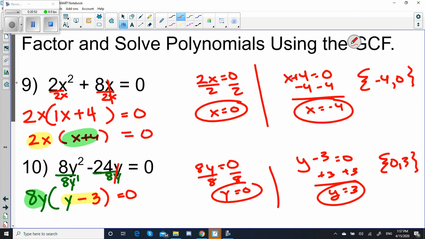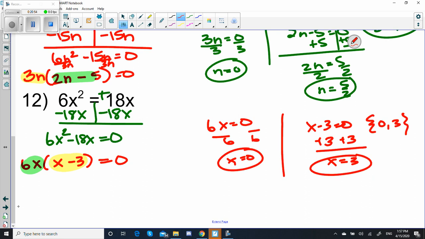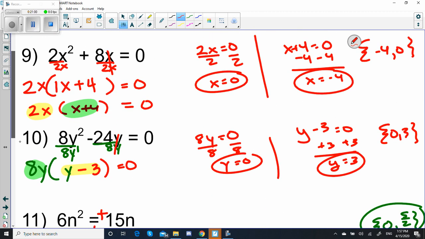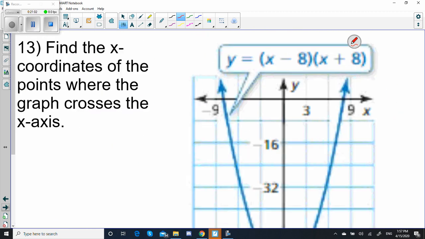So I hope that's making sense, and I hope you got it right. If you didn't, I hope you found your mistake. Finding your mistake is super important so that you don't make it again. All right, let's look at the next set.